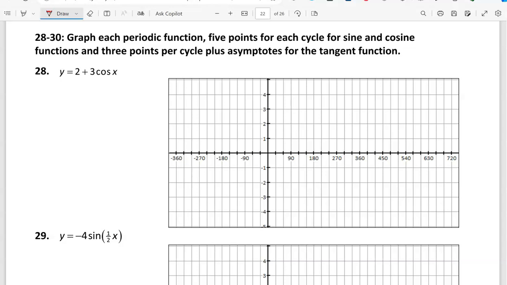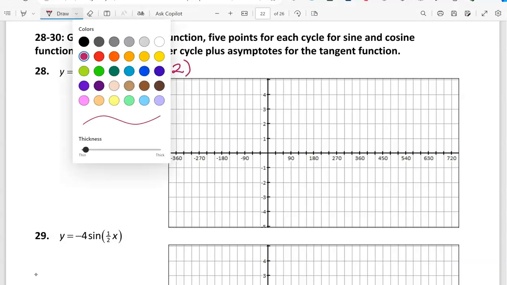For 28 through 30, we're asked to graph each periodic function, 5 points for each cycle for sine and cosine, and 3 points per cycle plus asymptotes for the tangent function. For number 28, I'm going to use the new origin approach. The new origin approach identifies the translations, horizontal and vertical, that are applied. Here I don't see any addition or subtraction for the input x, so the coordinate there is 0, and for the output coordinate I see a 2 that's added, so (0, 2) is the new origin.